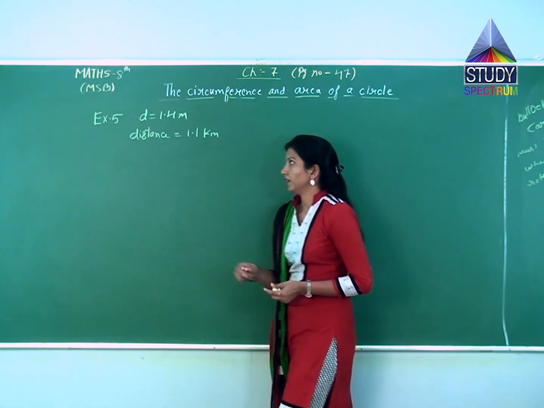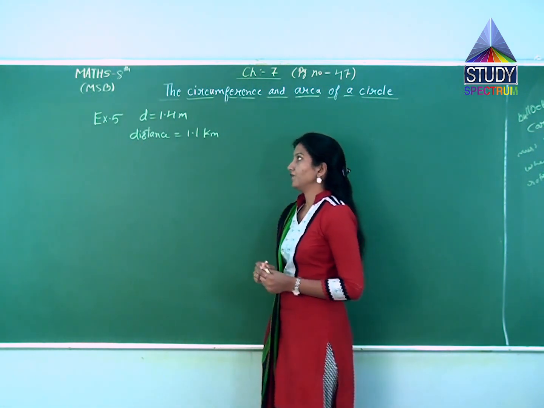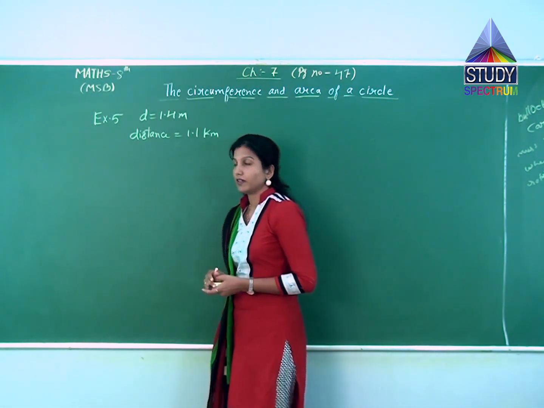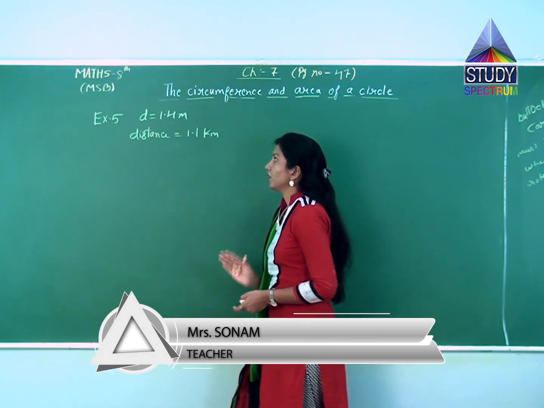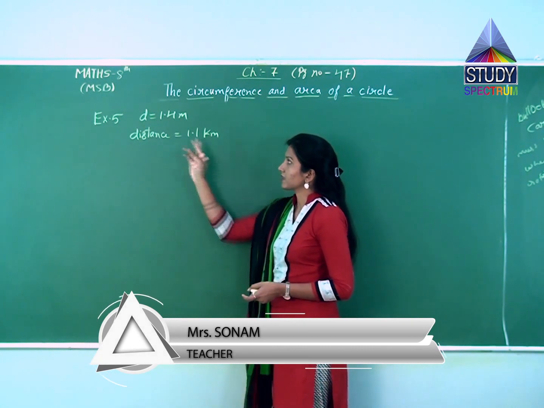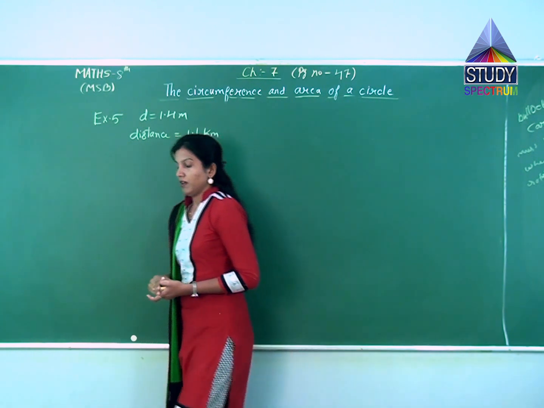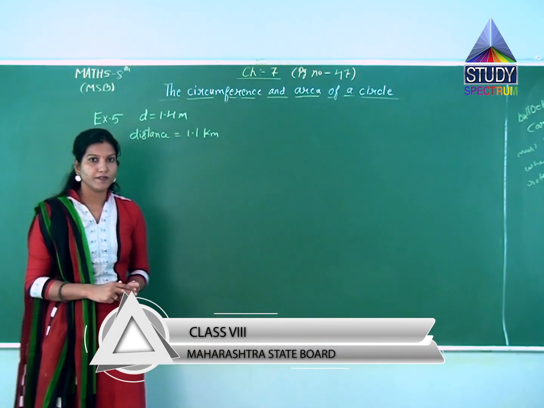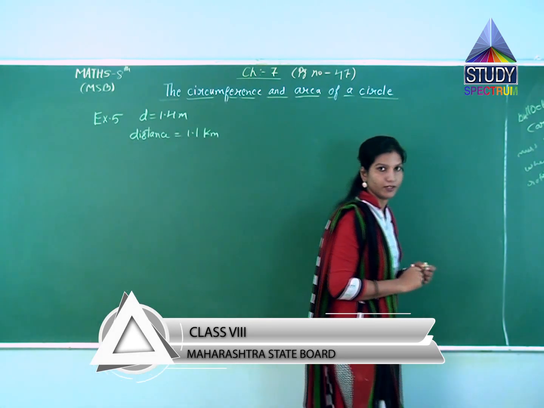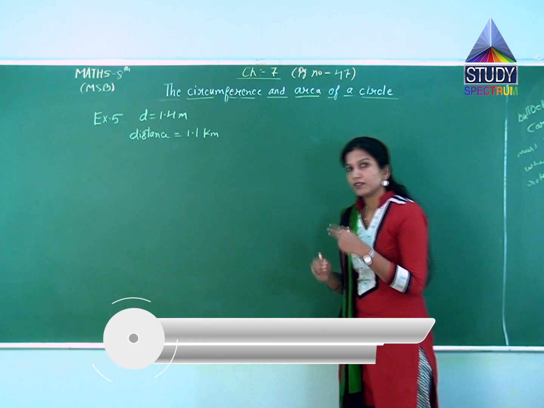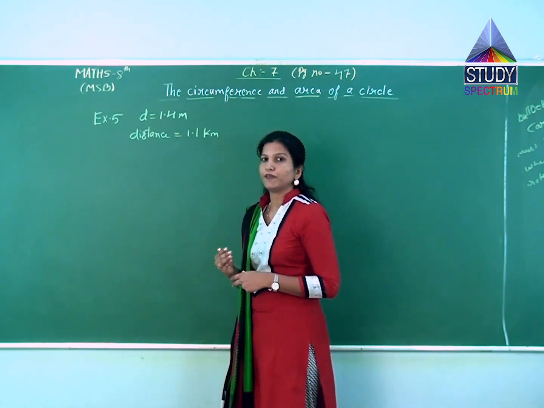In the last example, that is example number 5, we are given that the diameter of the wheel of a bullock cart is 1.4 meters. The diameter of a bullock cart wheel is 1.4 meters, and we are asked how many times the wheel must rotate to cover a distance of 1.1 kilometer. Means the wheel should rotate how many times for covering the distance of 1.1 kilometer.